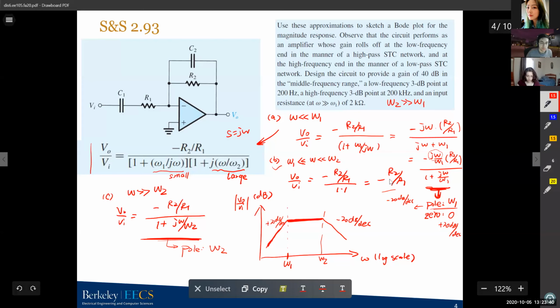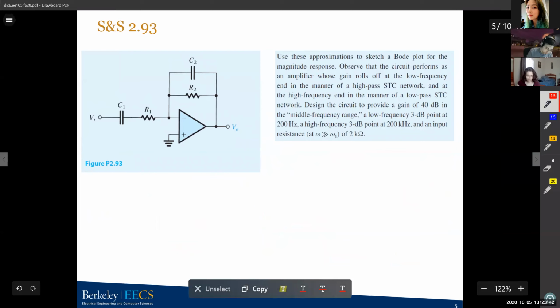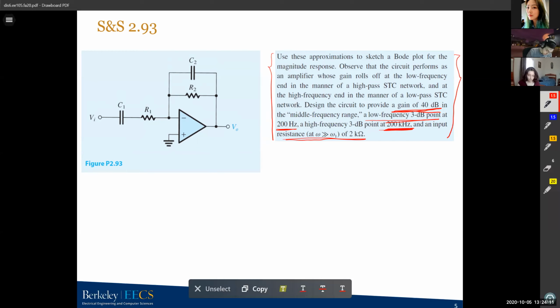Okay, we finished this part, and then we move on. The last part of this problem is to design the circuit. So we want to design the circuit with a gain of 40 dB, a low frequency 3 dB point at 200 hertz, and a high frequency 3 dB point at 200 kHz. Also the input resistance of 2k ohms. Let's solve this one by one. First, the gain of this circuit will be negative Z2 over Z1.